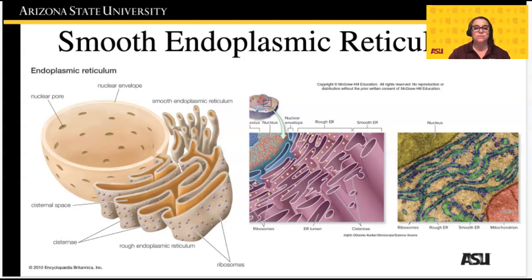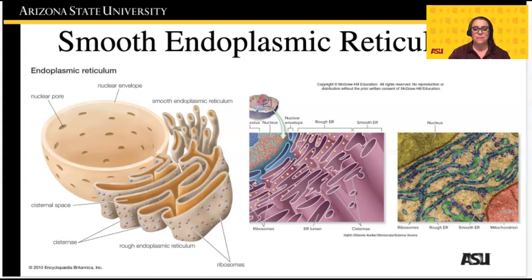The smooth ER is responsible for making the lipids in the cell membrane, including phospholipids, cholesterol, which is used in the membrane, as well as steroid hormones like estrogen and testosterone. An additional function of the smooth ER lumen is to hold calcium to regulate the uptake in the cytosol. Another function is to degrade toxins like alcohol.